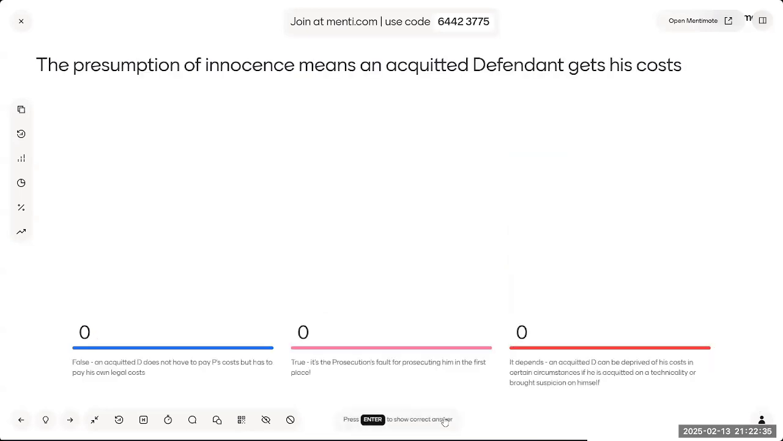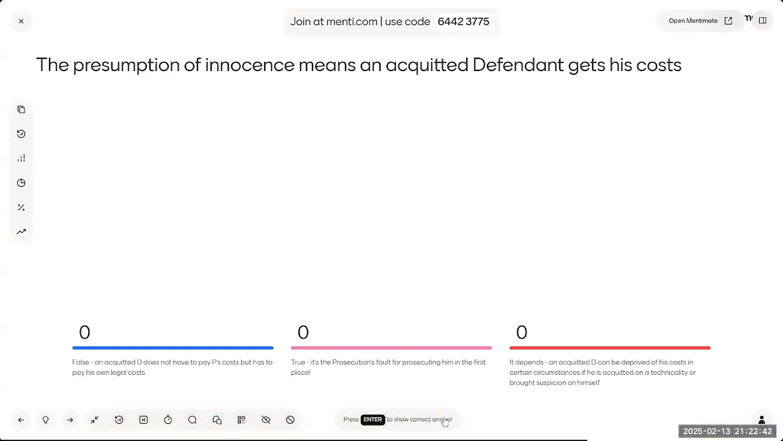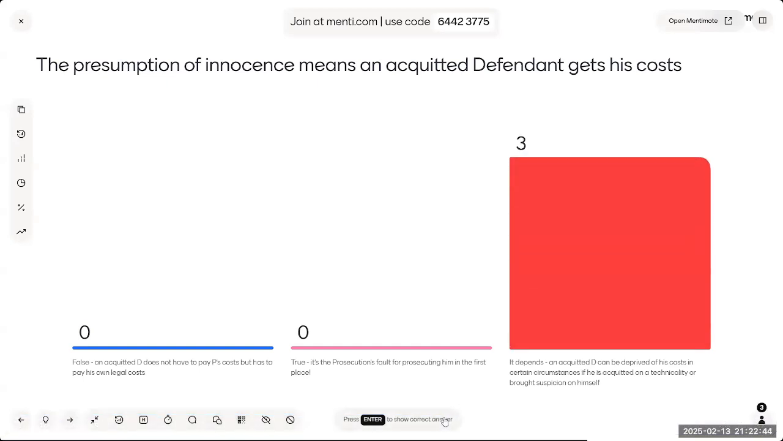Presumption of innocence means an acquitted defendant gets his costs. False. An acquitted defendant does not have to pay the prosecution costs, but he has to pay his own legal costs. True, it's the prosecution's fault for prosecuting him in the first place. Or C, it depends. An acquitted defendant can be deprived of his costs in certain circumstances if he's acquitted on a technicality or if he brings suspicion upon himself. Correct is C.